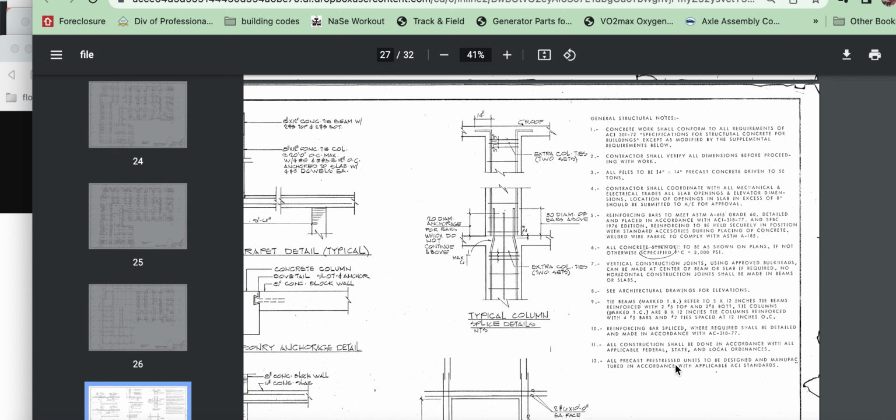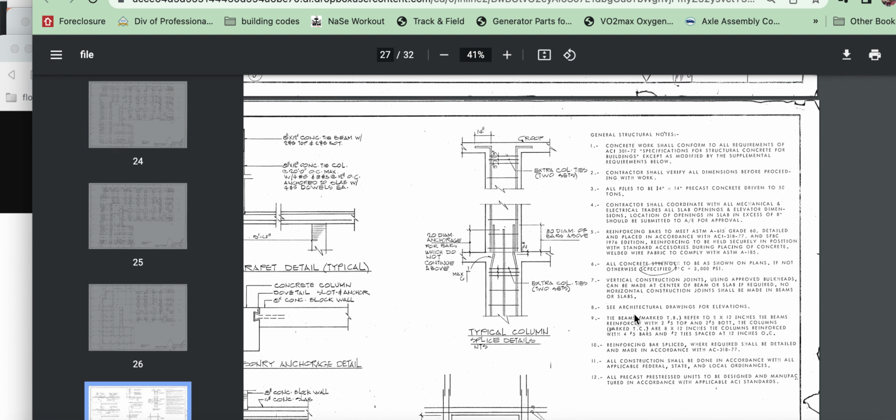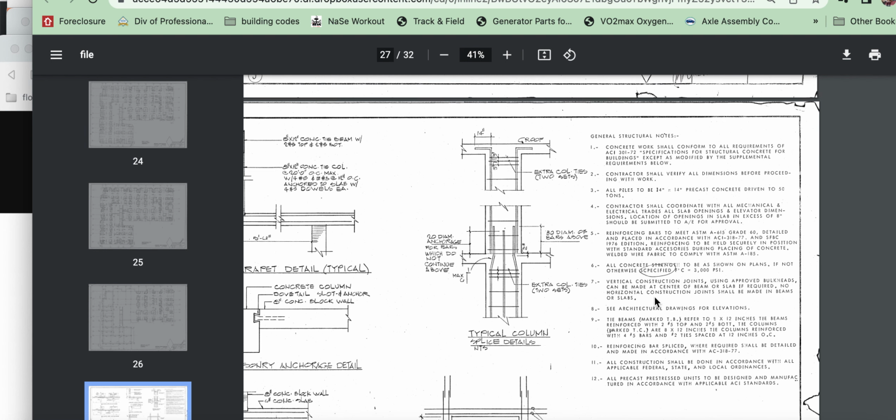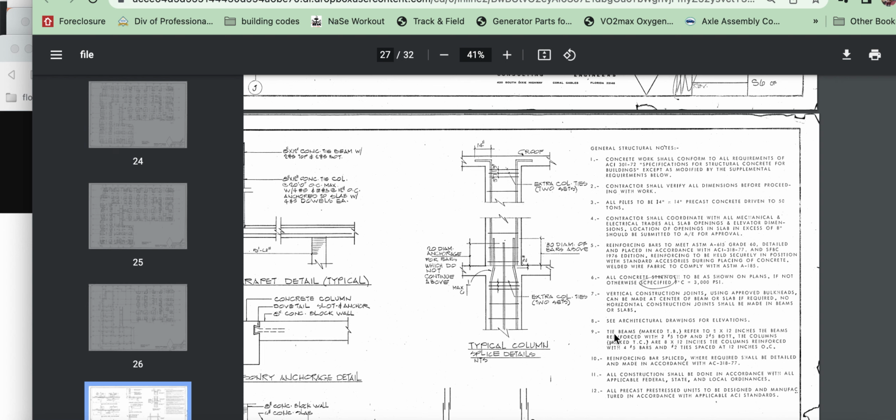All precast, pre-stressed units, wait a minute, pre-stressed units, post-tensioned, okay? To be designed and manufactured in accordance with applicable ACI standards. So there is the pre-stressed they did talk about right here. Further, they have tie beams going on here.